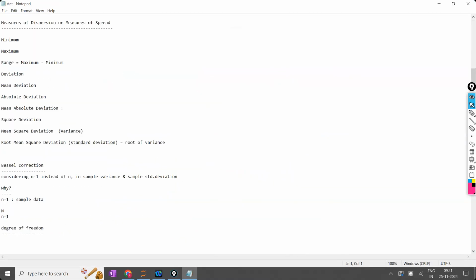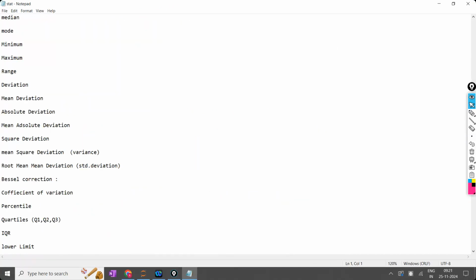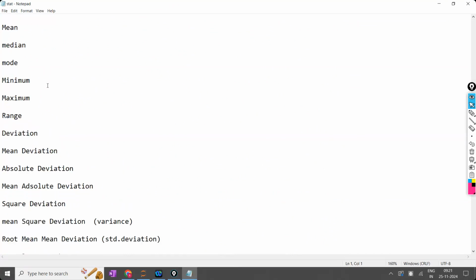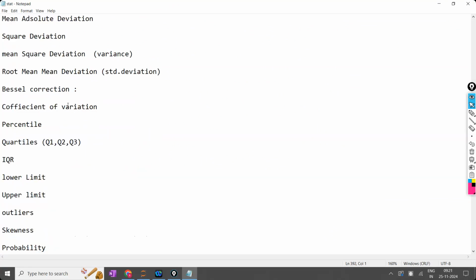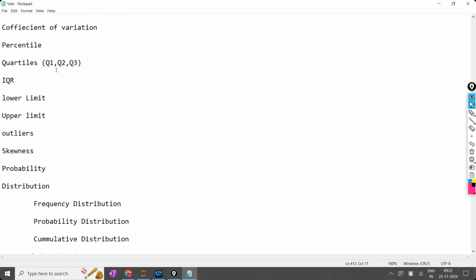Just as a small recap, what are the things we have covered in the previous one? I discussed, starting from the measures called mean, median, mode. Next, minimum, maximum, range, deviation and square deviations, mean square deviation, root mean square deviation, and Bessel correction. Why we have to consider n minus 1, coefficient of variance, and percentile, quartile, IQR, lower limit, upper limit, and based on this, outliers. Till this we have completed, right?